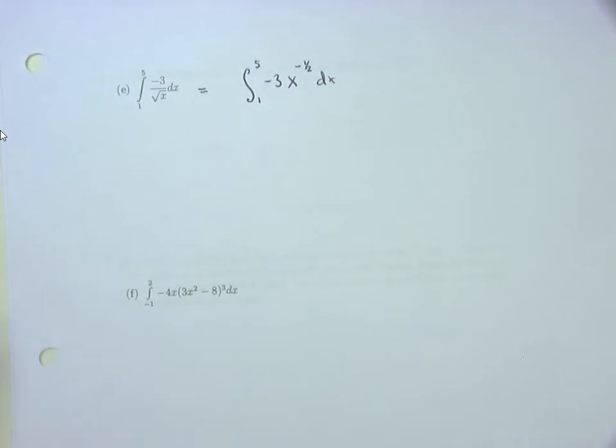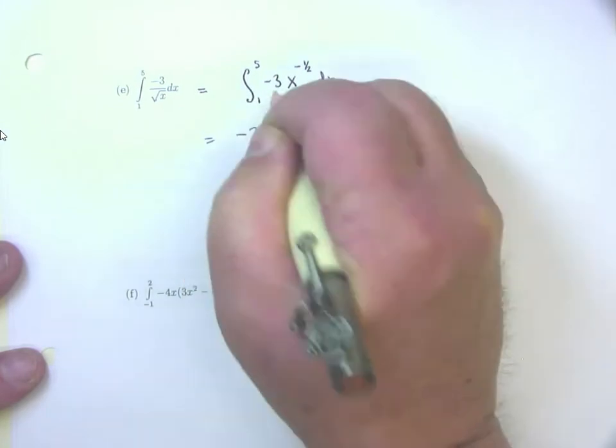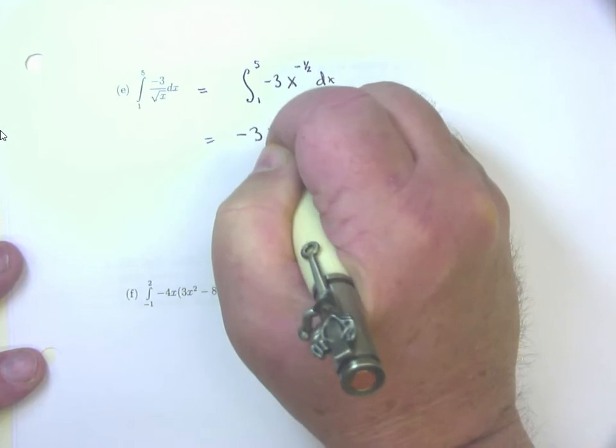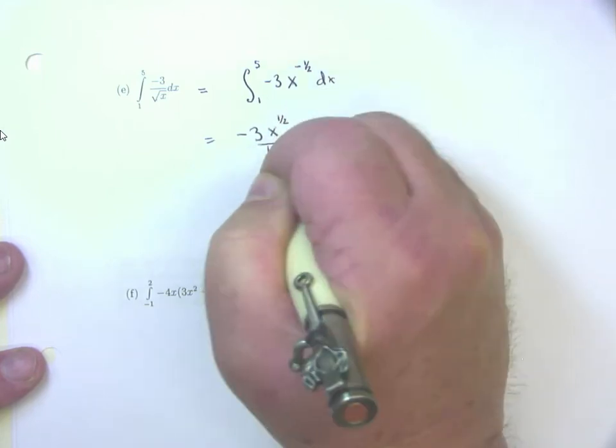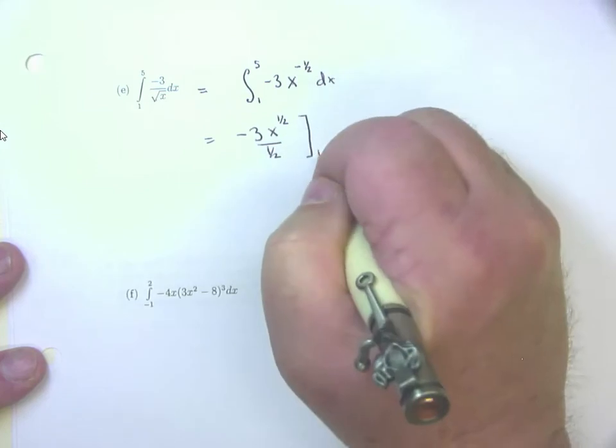Now integrate them. This is a straight problem of x to the n dx. Integral of x to the n dx is x to the n plus 1 over n plus 1. So this would be -3 is a constant, holds over. Integral of x to the -1/2, you add 1, that'll be x to the 1/2 over 1/2. No plus c's on this stuff, you put your little bracket evaluated from 1 to 5.